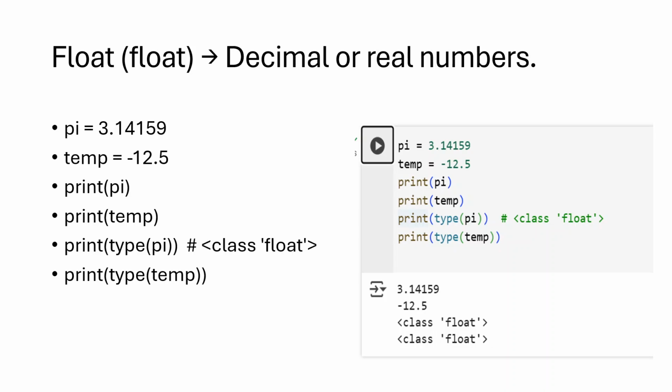Moving towards the second data type, that is float. Always remember, if any value has a decimal in it, then that data type is known as the float data type. So we will write two decimal values: pi, that is 3.1415, and temp, that is minus 12.5. Again I am saying, any decimal value, whether positive or negative, would be considered float.